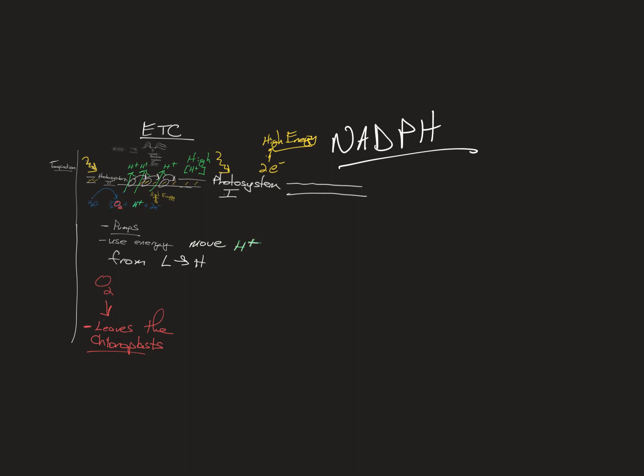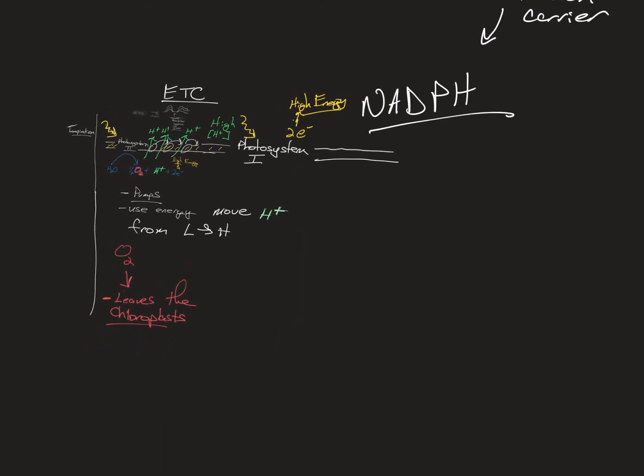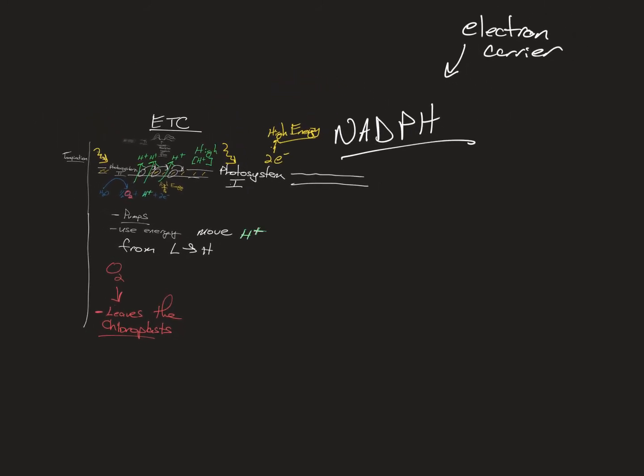So this is an electron carrier, just like NADH in cellular respiration. So it's both the last acceptor and electron carrier? Yep. It's the last electron acceptor in the chain, and it's the carrier. It's going to carry the electron somewhere. We'll look at that in a minute. So now NADPH has all this energy that it captured from the second photon.